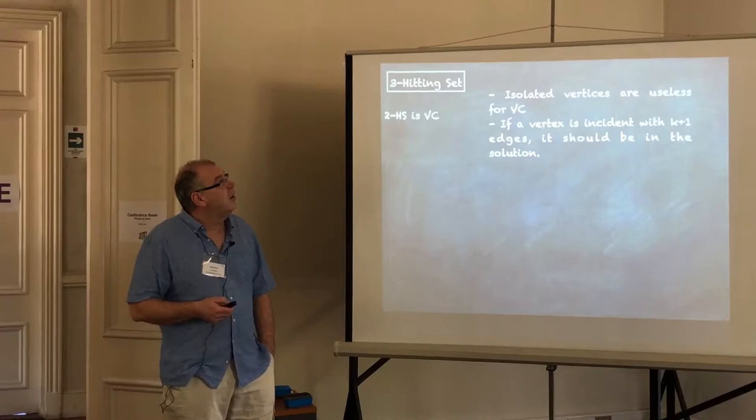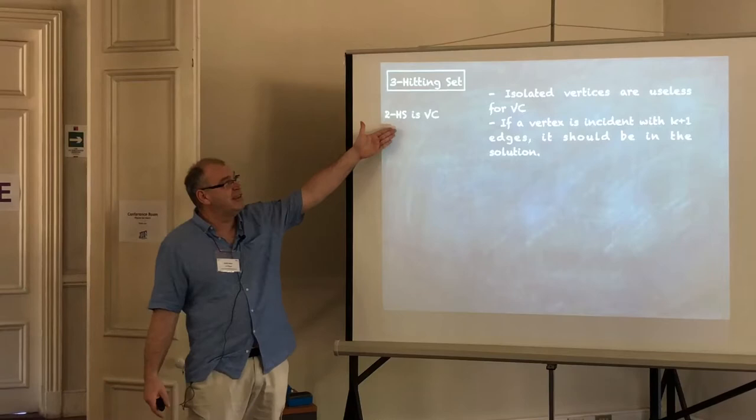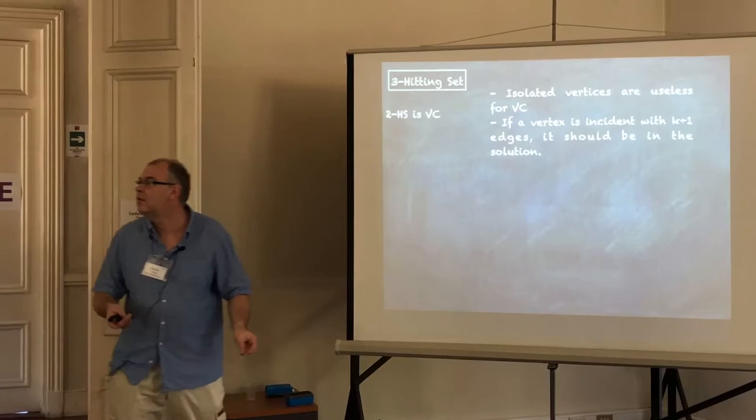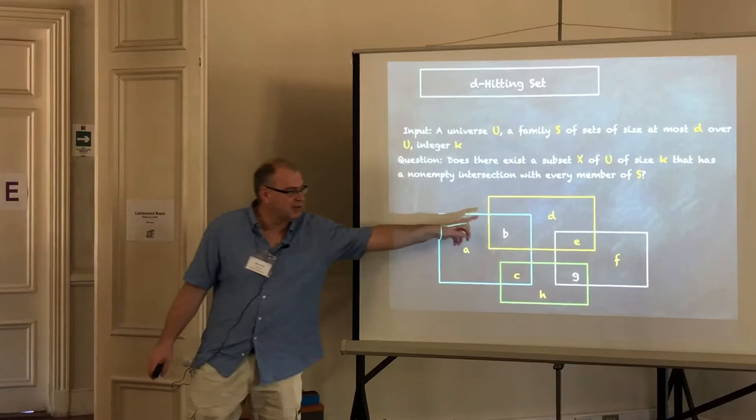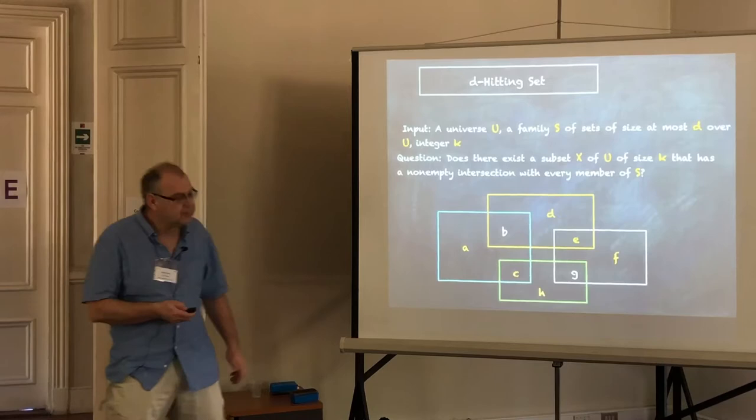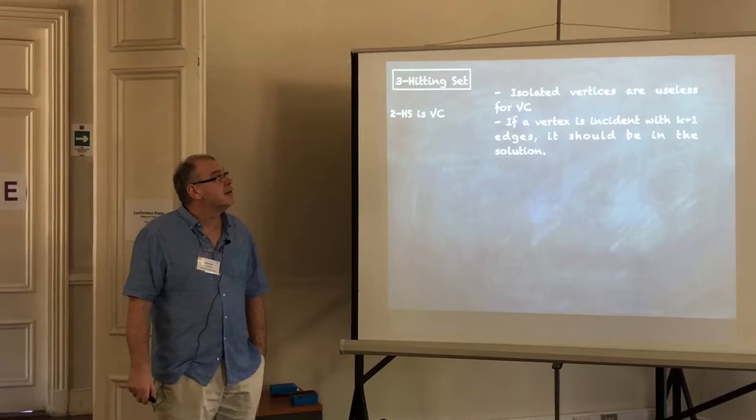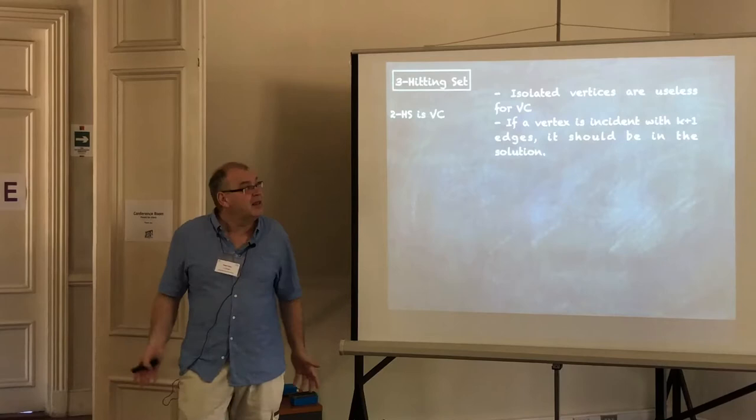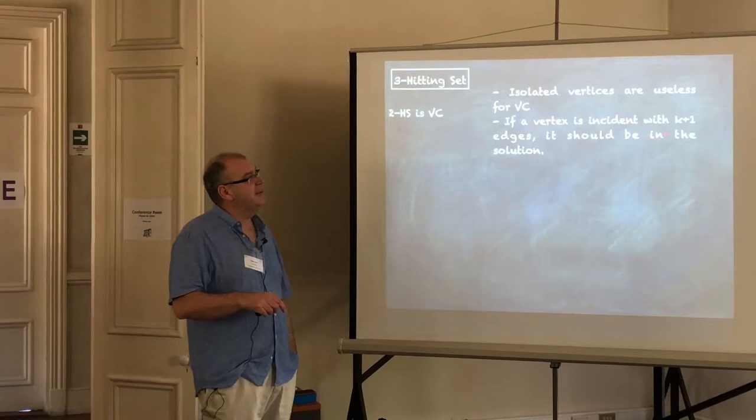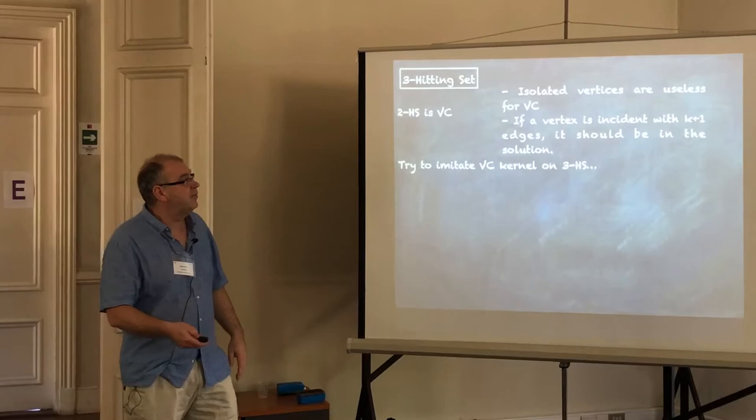Let's start with three-hitting set, because for two-hitting set it's vertex cover and we know what's happening. The usual thing: I have an algorithm for two-hitting set, and I try to imitate it. Again, I have sets of size at most d, and I want to find at most k elements which intersect every set from the family. For vertex cover we had a kernel, so I just try to imitate the same kernel for three-hitting set. Isolated vertices are useless for vertex cover. If a vertex is incident with k plus one edges, it should be in the solution. I try to do the same for three-hitting set.